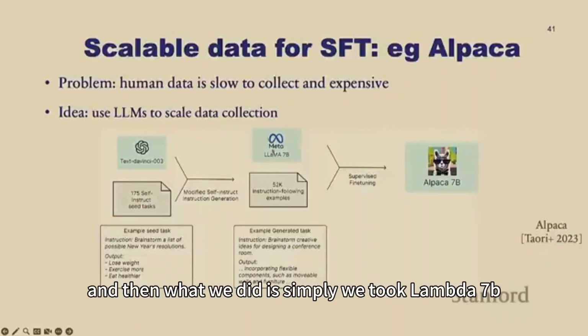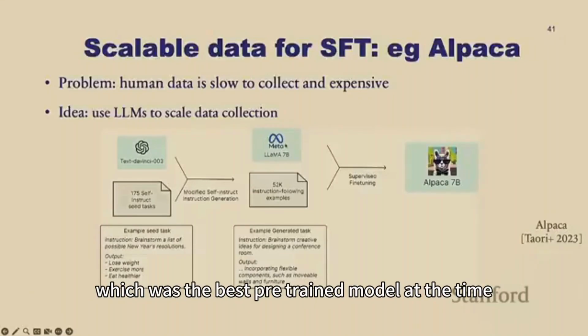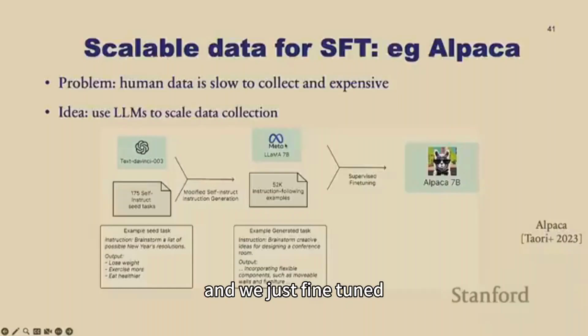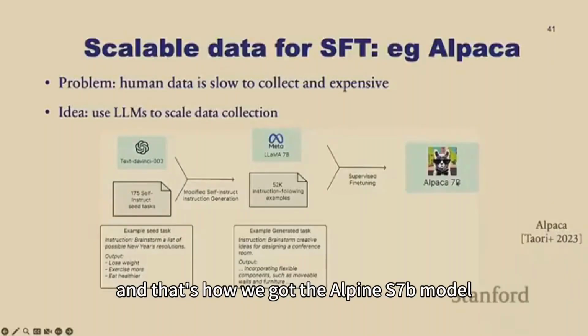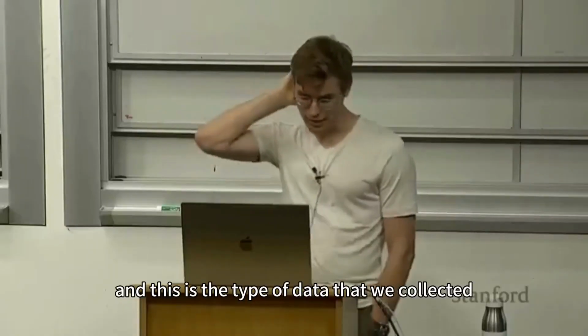And then what we did is simply, we took LLaMA 7B, which was the best pre-trained model at the time, and we just fine-tuned this with supervised fine-tuning, as I told you. And that's how we got the Alpaca 7B model. And this is the type of data that we collected.